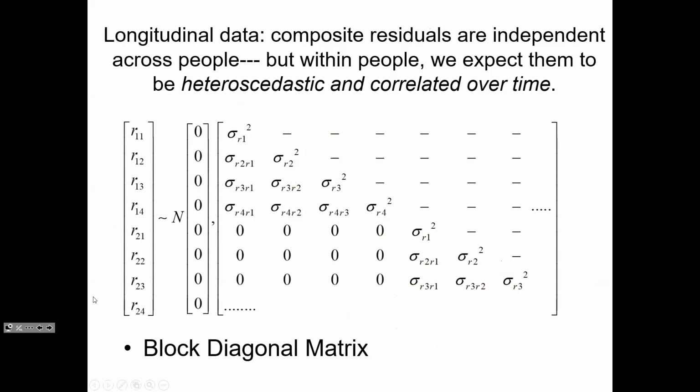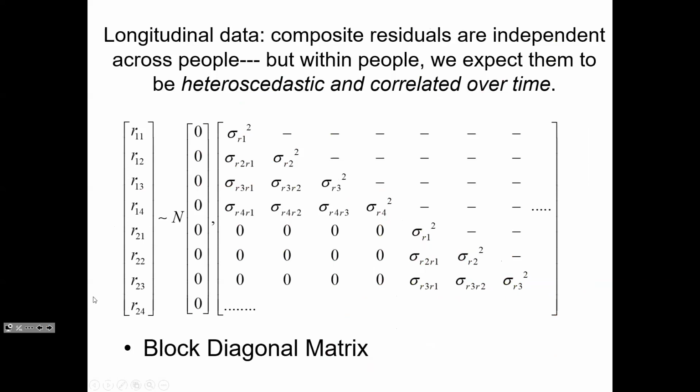So composite residuals are independent across people. When we compute this composite residual, we don't think there's going to be any relationship between my own composite residual matrix and somebody else's. But within person, I do expect heteroscedasticity.